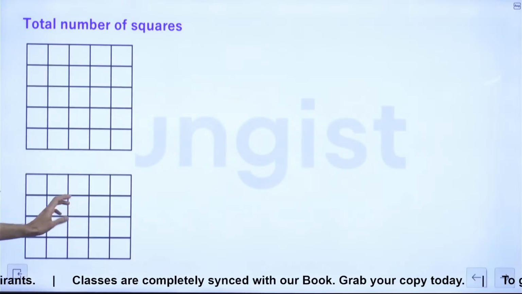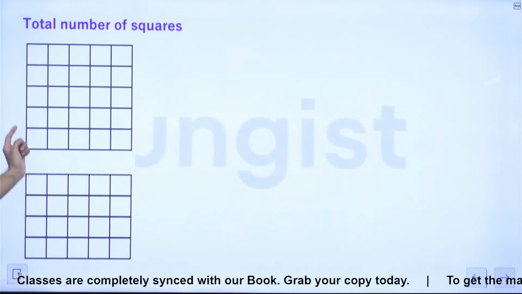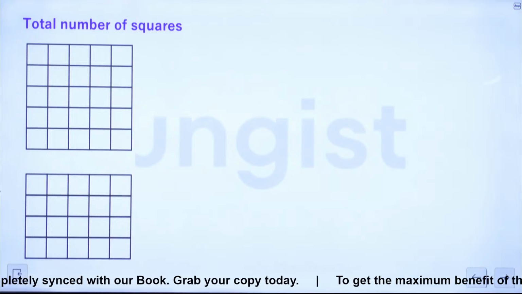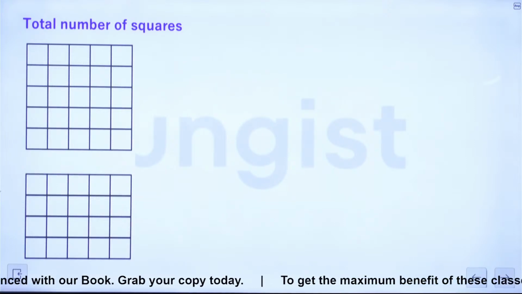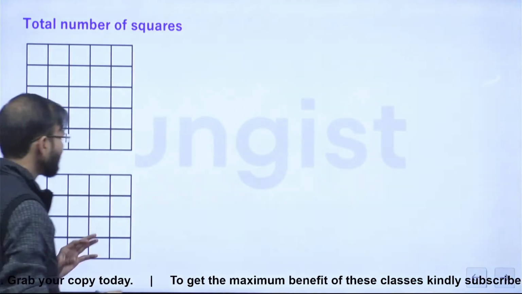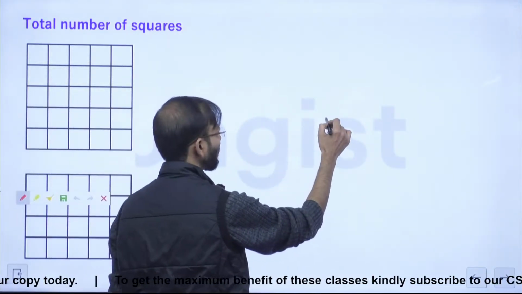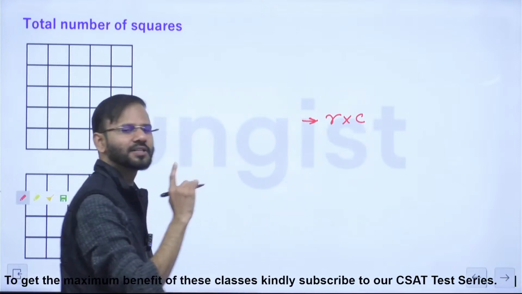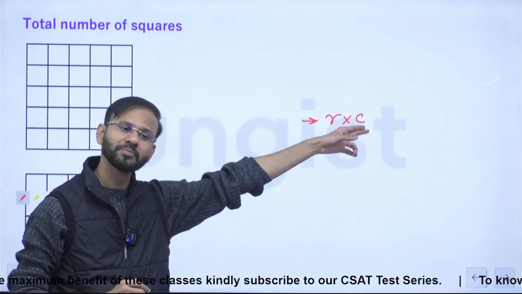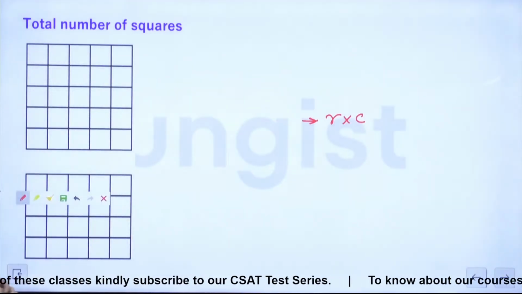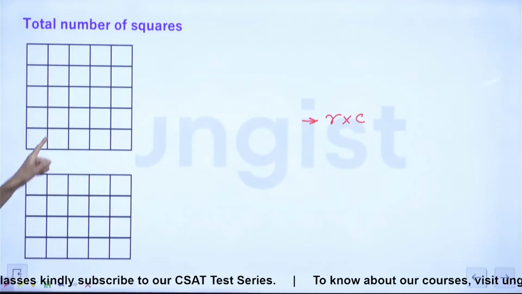What is the order of this grid, guys? What is the order? Okay, one thing to keep in mind in the case of order: it is always row by column. So the first number represents row and the second number represents column. It is row by column always. So guys, here what is the order? Can you tell me the order?